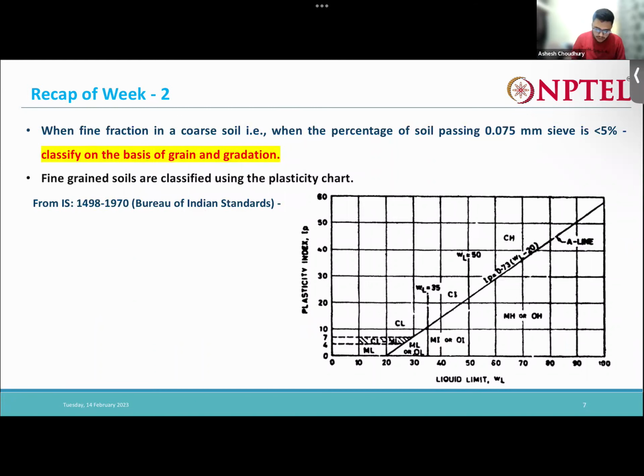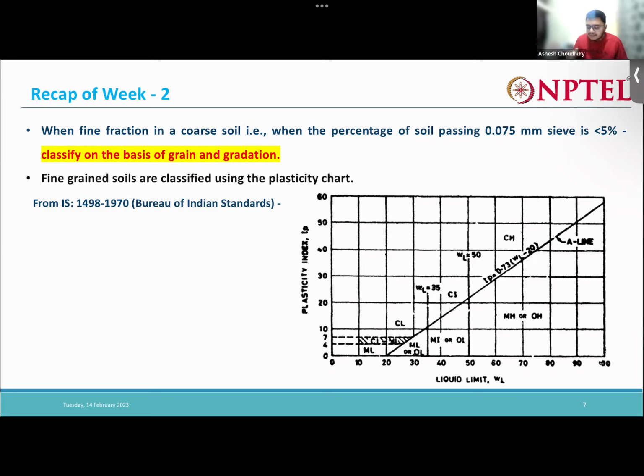Now, when the fine fraction is in a coarse soil, fine fraction means, whenever you hear the term fine fraction, it should come to your mind that it means the soil fraction passing through the 75 micron sieve. The soil fraction passing through the 75 micron sieve is your fine fraction. Now, a coarse soil means the soil is predominantly sand or gravel.